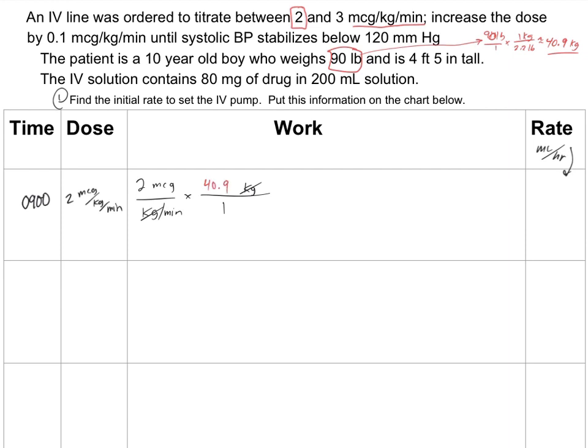As soon as we multiply by that factor, kilograms will cancel. I want to convert micrograms into milligrams because I need to use the dosage strength of the bag, and the bag is 80 milligrams for 200 milliliters. So in order to get to milliliters, I'll first convert my micrograms into milligrams.